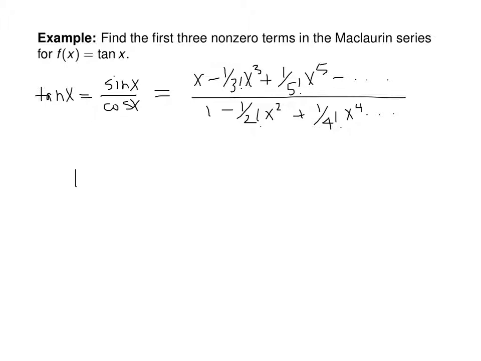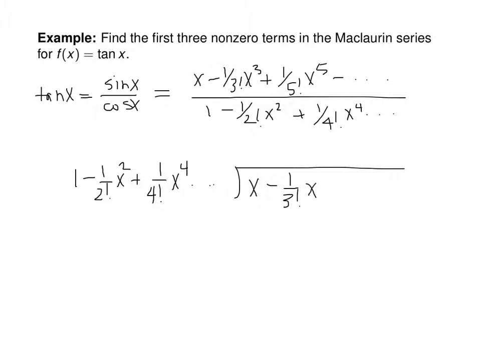Egads. Okay, so 1 minus 1 over 2 factorial x squared plus 1 over 4 factorial x to the 4th, etc. going into x minus 1 over 3 factorial x to the 3rd. It's actually best now to write those as real numbers as well. Multiply them out, so that's 1/6 x to the 3rd plus 1/20 x to the 5th minus etc.